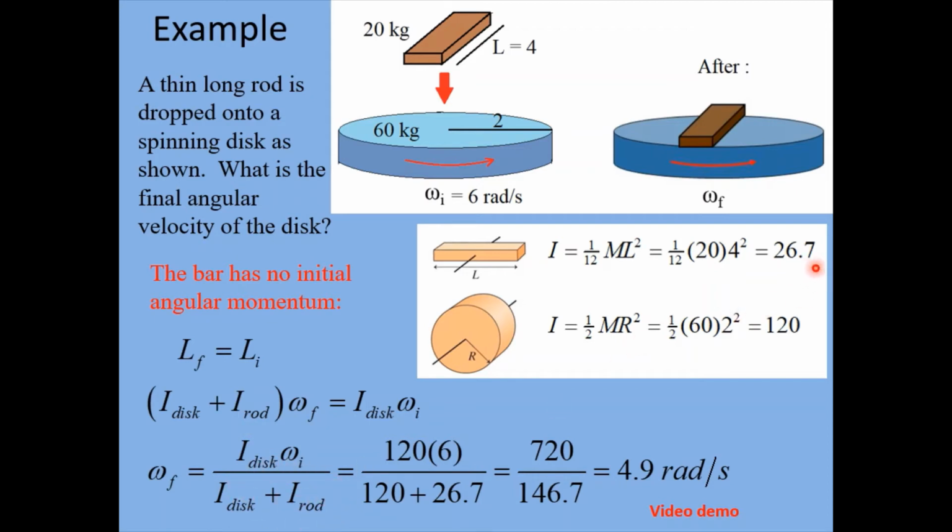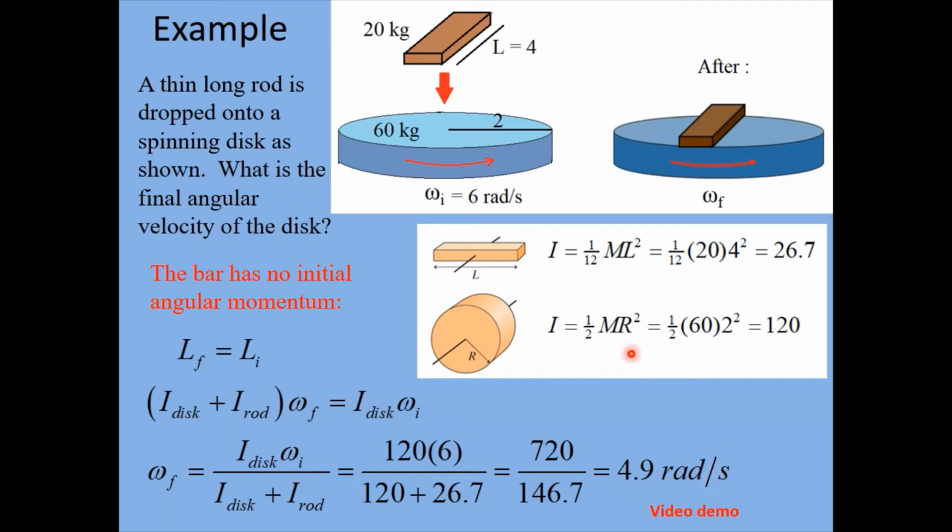Remember, we found I for the rod, and we found I for the disc here, and we also know the initial omega for the disc was 6. So plugging in all these numbers, we end up with 4.9 radians per second.